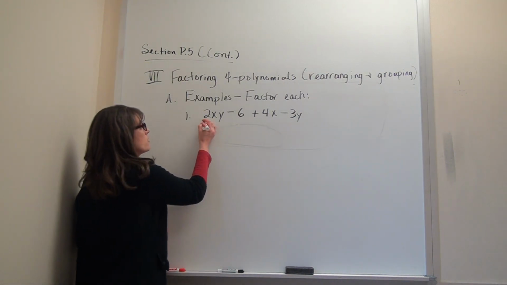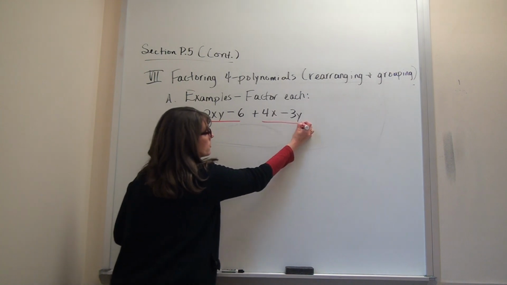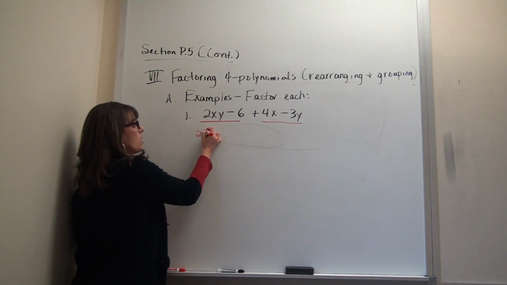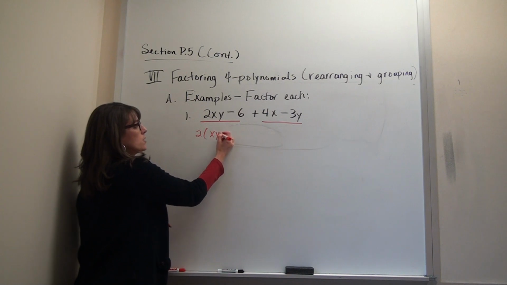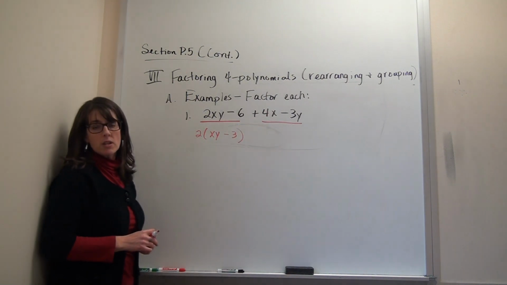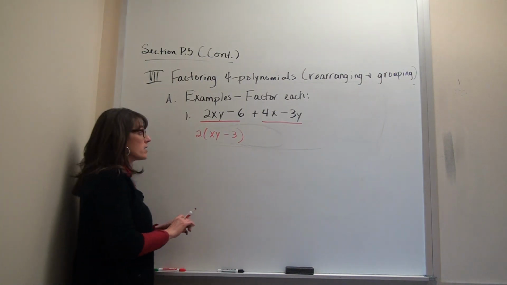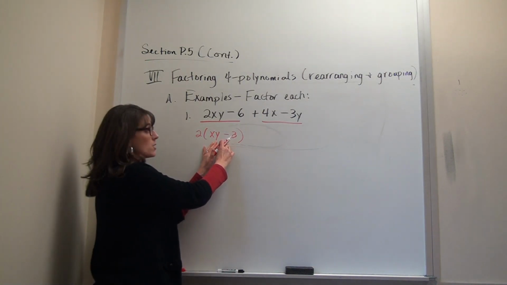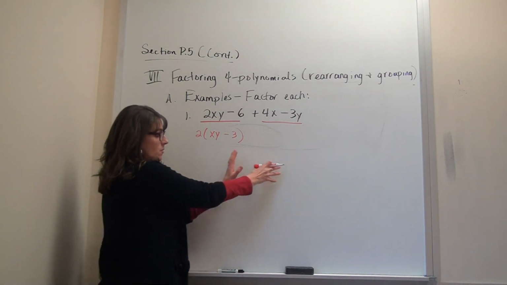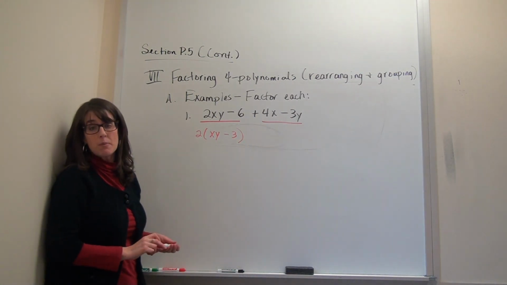Notice that if I pair these up and I pair these up, what's common here is a 2, and I can take that common 2 out. When I do, I'm left with an xy minus 3. But notice there's nothing common here that I can divide out. If I could create, say, an xy minus 3 as a common parentheses, I would drag that common parentheses out and write down what's left. But that can't happen here.